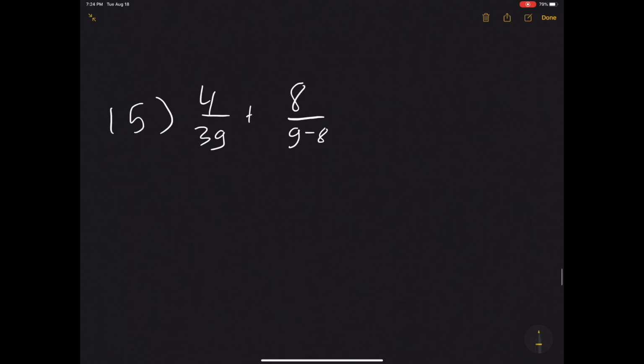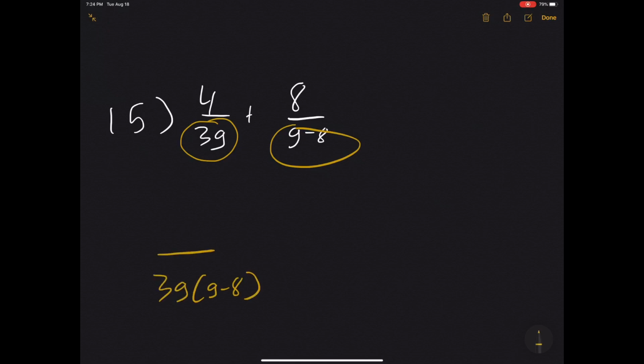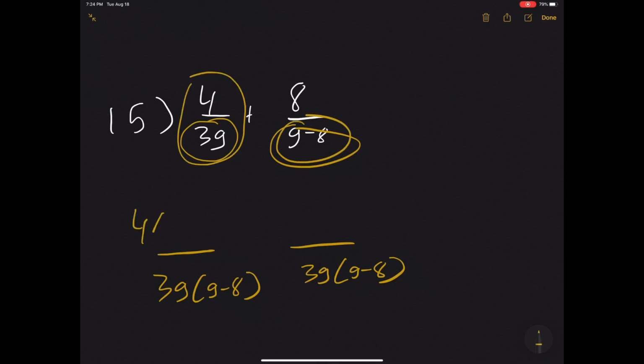Moving on. Number 15. Number 15 is another one where we have to find a common denominator. And in this case, our common denominator needs to include a 3g, needs to include a 3, a g, and a g minus 8. So our common denominator is just going to be 3g times g minus 8. And then we say, what was this one missing? It was missing the g minus 8, so we'll multiply the 4 by the g minus 8.